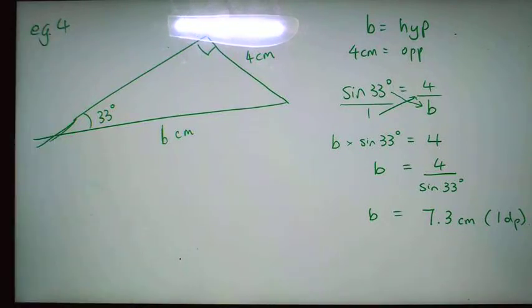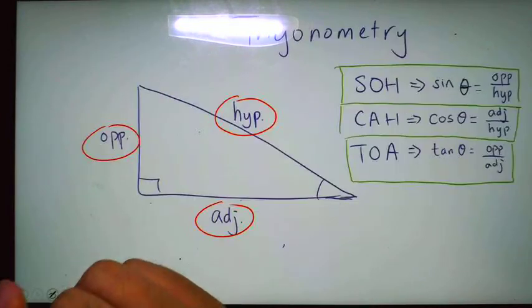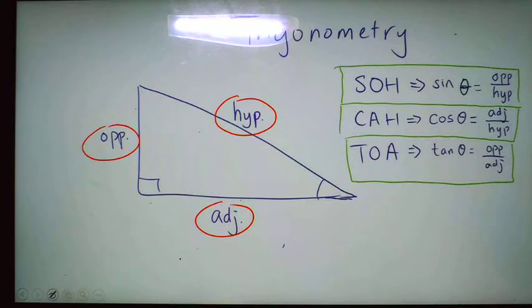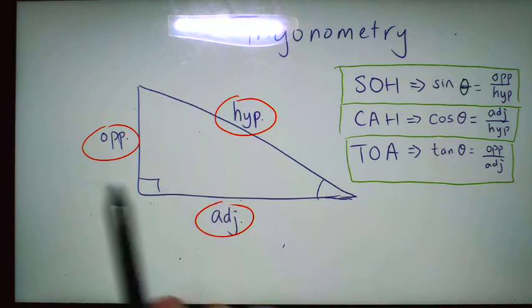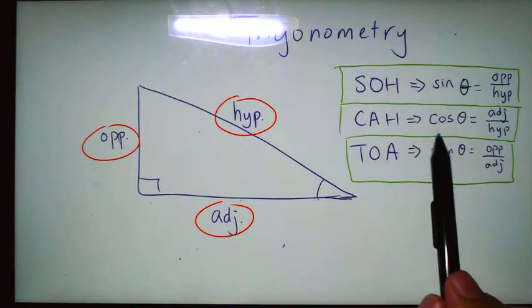Right, I think that's about it for sine, cosine, tangent. So I hope you guys understand what's going on. So again, bear in mind, for the whole topic, just remember the 6 major things: the names of the 3 sides and also the formulas: sine, cosine, and tangent.